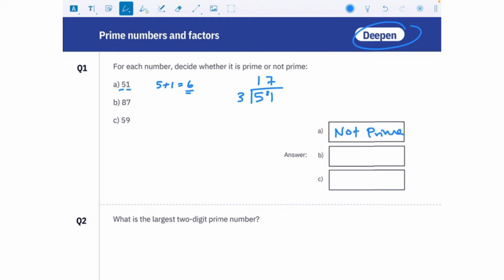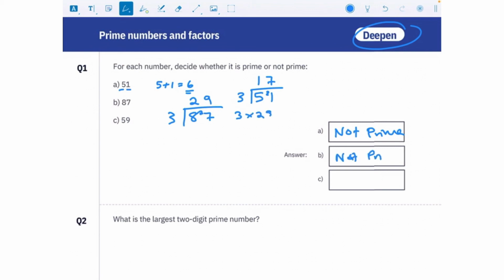87, now let's use our trick. 8 add 7 is 15. So that's in the 3 times table. This also must divide by 3. Let's check. 87 divided by 3. 3 into 8 goes twice, remainder 2. And 3 into 27 goes 9 times. So it's 3 times 29. So that is not prime.